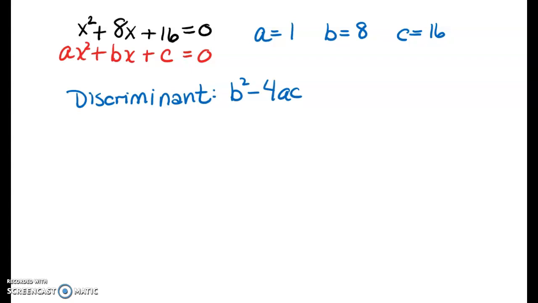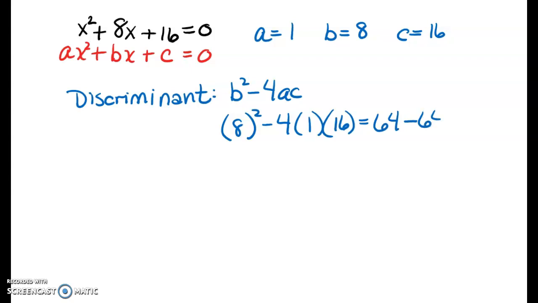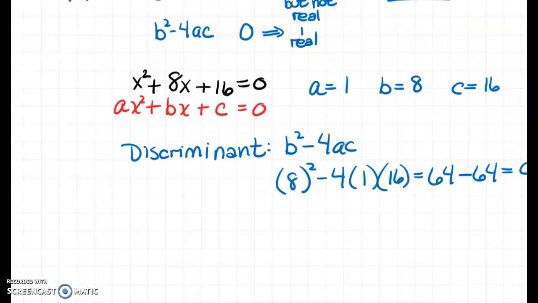So what does this equal? Well, if I put in an 8 here and square it, and remember, please substitute using parentheses. A is 1 and c is 16. What do I get? 8 squared is 64 minus 4 times 1 is 4 times 16 is 64. My discriminant turns out to be 0.